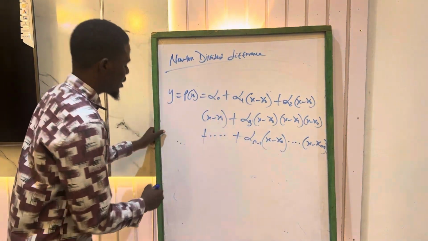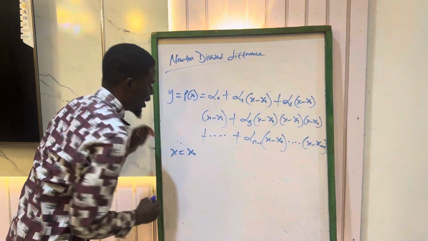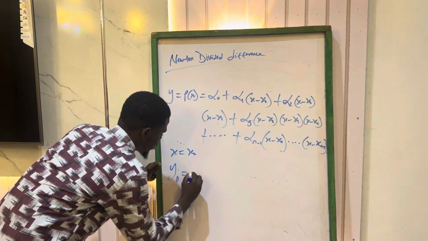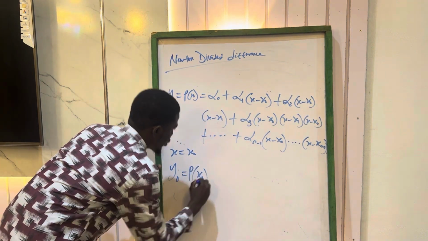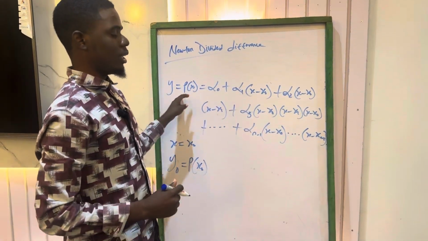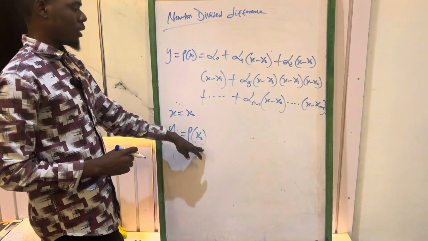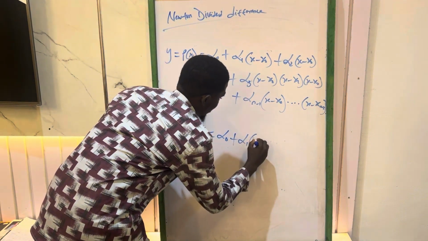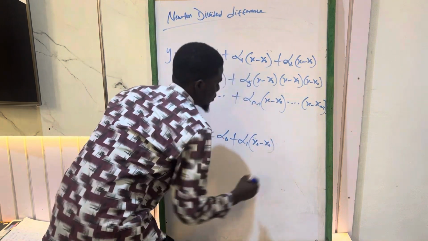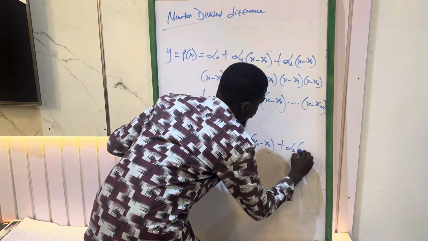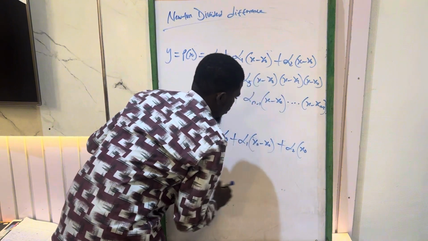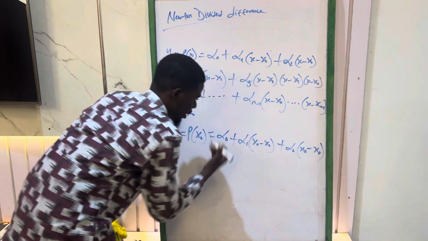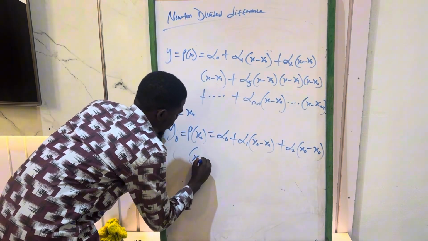Now if you assume that x is equal to x naught, then y naught is equal to p of x naught. Anywhere you have x in this equation, just replace it with x naught. So y naught is equal to p of x naught, and that is equal to alpha naught plus alpha 1 into bracket x naught minus x naught, plus alpha 2 into bracket x naught minus x naught, all multiplied by x naught minus x1.